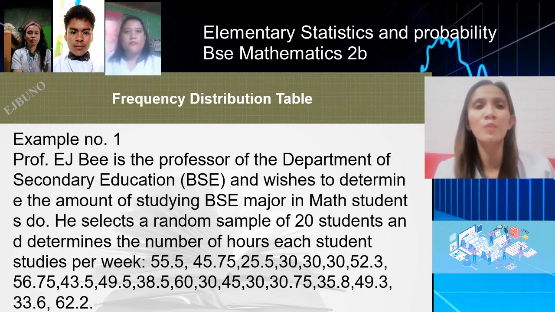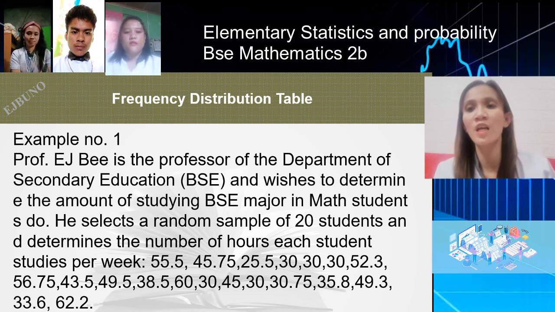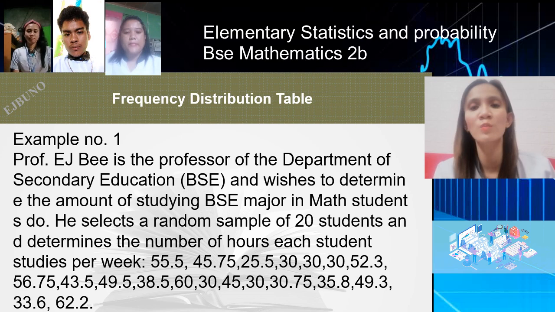Now I have example number 1 that we will use to show the steps in the construction of a group frequency distribution table, wherein Professor EJB, a professor of the Department of Secondary Education, wishes to determine the amount of studying BSEd major in math students do. He selects a random sample of 20 students and determines the number of hours each student studies per week.